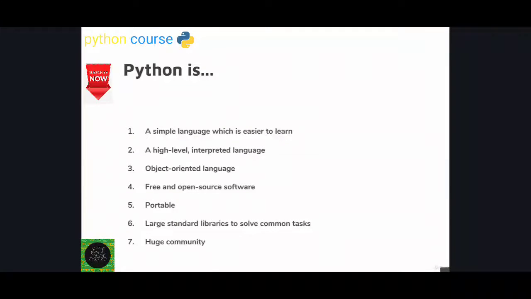So Python is a very simple language which is easier to learn, and it has an elegant syntax, so it allows us to think about the problem or solution rather than focusing on the syntax. Next, Python is a high-level interpreted language. Programming languages generally fall into one of two categories: interpreted and compiled languages.